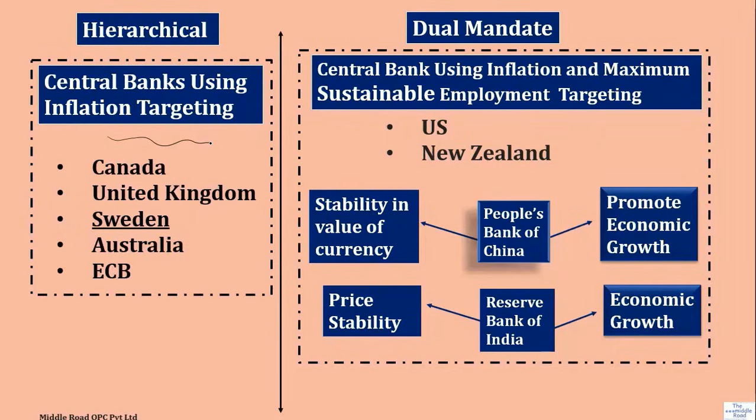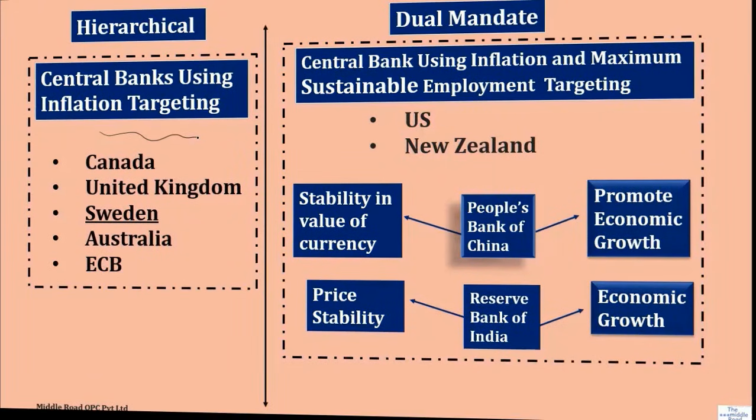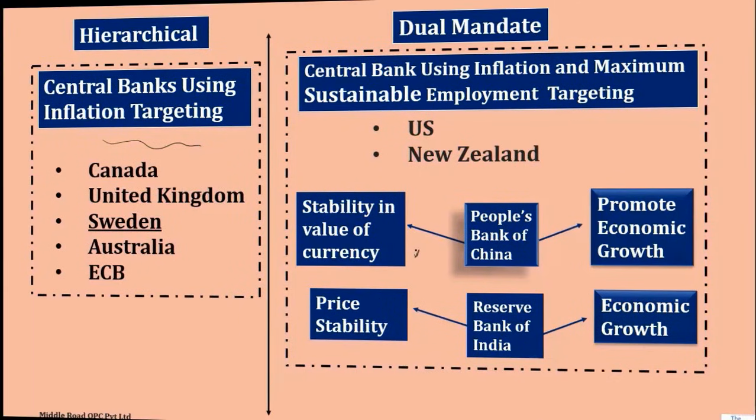You also have the People's Bank of China. It looks at stability in the value of currency. Basically, stability in the value of currency becomes very important because this is one of the critical factors, I would say. I'm not sure how critical a factor it is for China, but for India, as we'll see, for inflation. So this makes sense to a certain extent of why China is looking at stability of the value of currency, not economic growth. Now, the Reserve Bank of India, which is the Central Bank of India, is looking at price stability and economic growth.